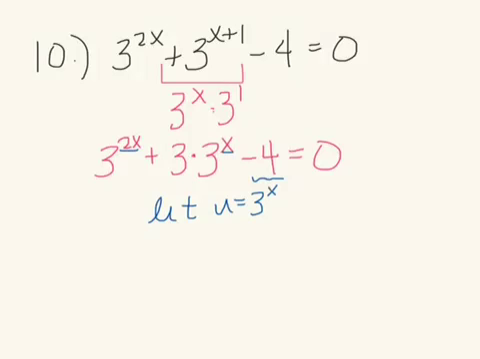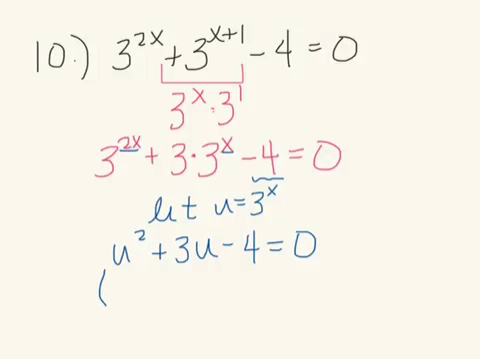And substitute. 3 to the 2x becomes u squared. 3 times 3 to the x becomes 3u. And our 4 stays the same. Notice I haven't taken the log of both sides. I haven't done anything with logarithms yet. I'm just substituting and factoring.